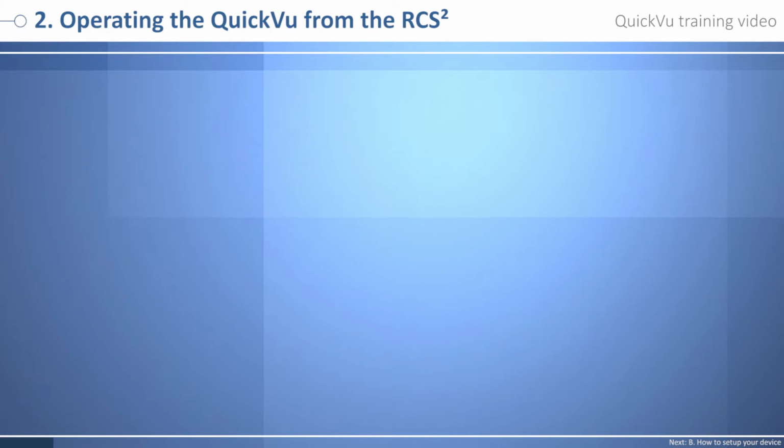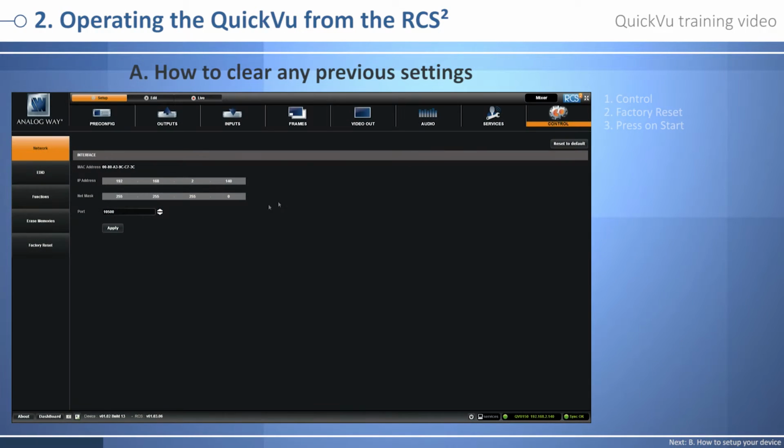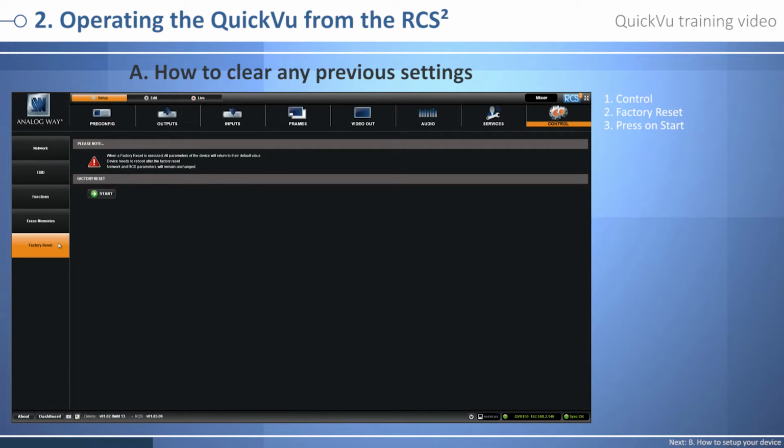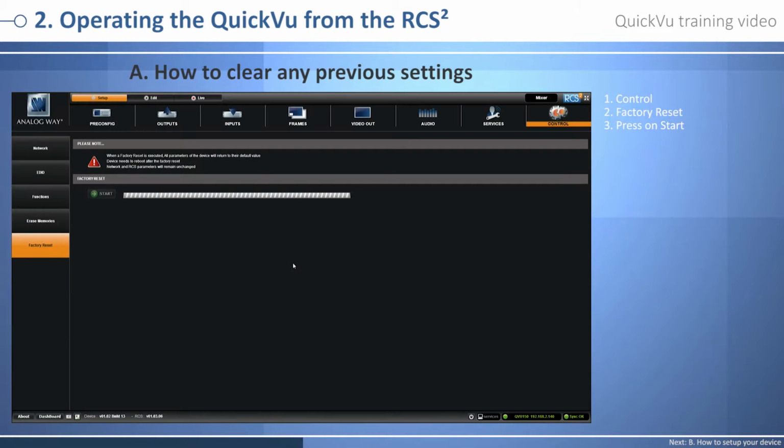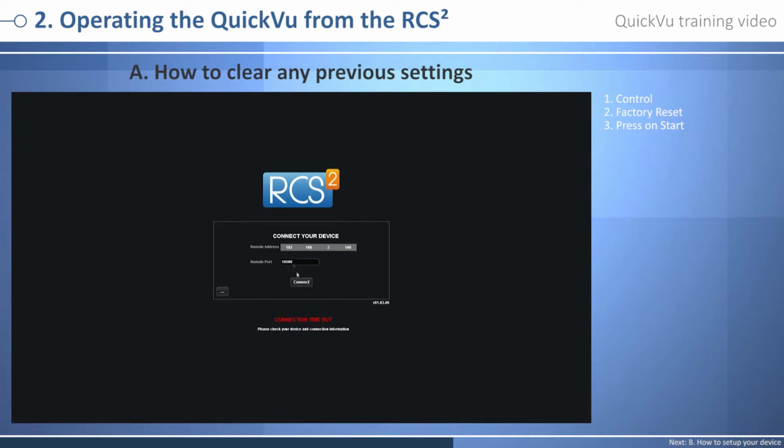Operating the QuickVu from the RCS². How to clear any previous settings. Go to the Control section, then to the Factory Reset tab, and press on Start to erase all settings. This erases all settings, except the network configuration and RCS² parameters.